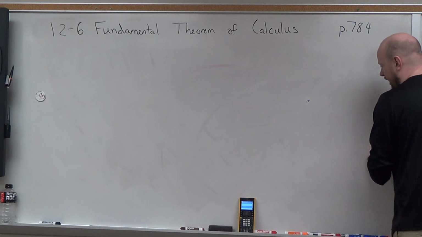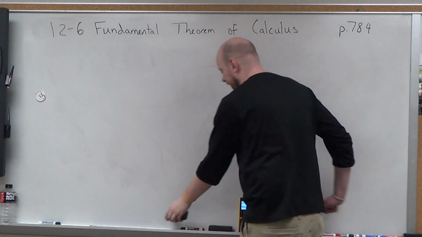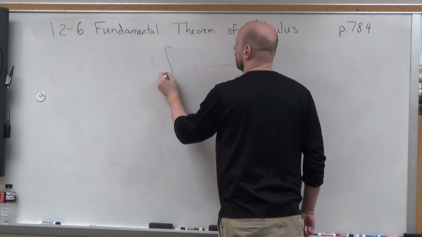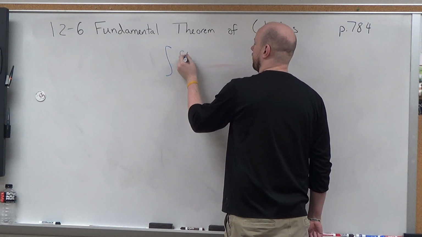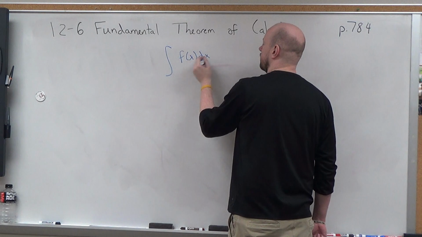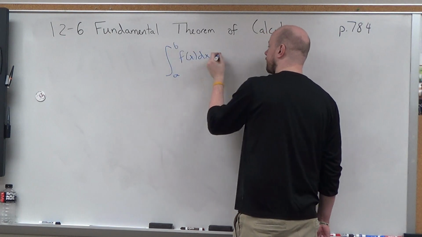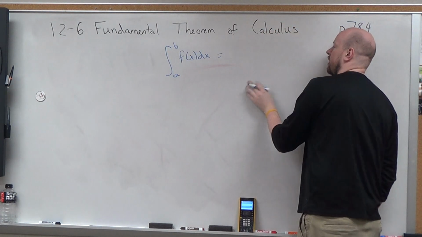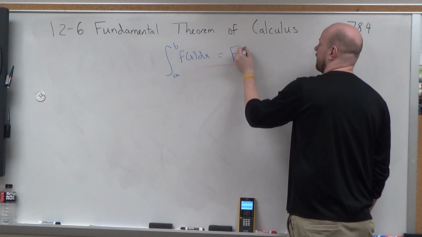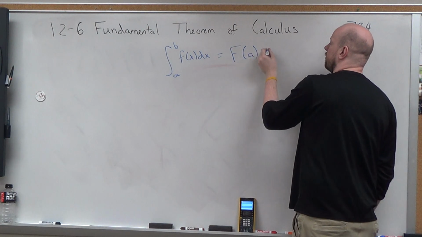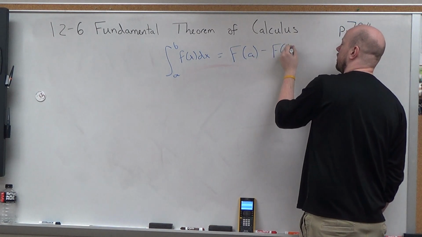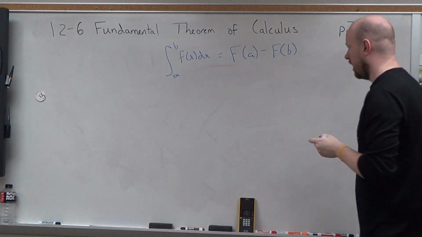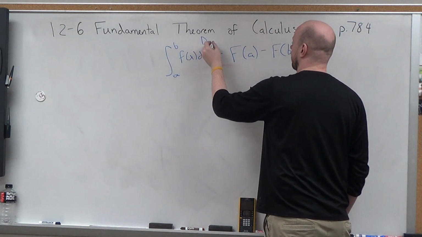So we can calculate the area under any curve with a definite integral. So let's say I have f of x dx from a to b. The area under that curve would be the antiderivative of a minus the antiderivative of b. And this is a definite integral.